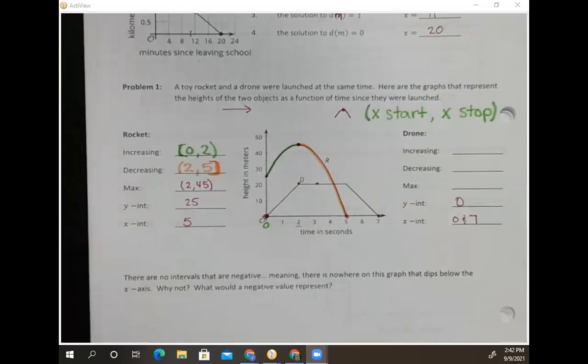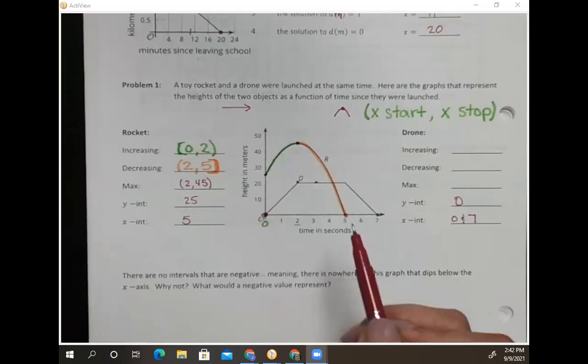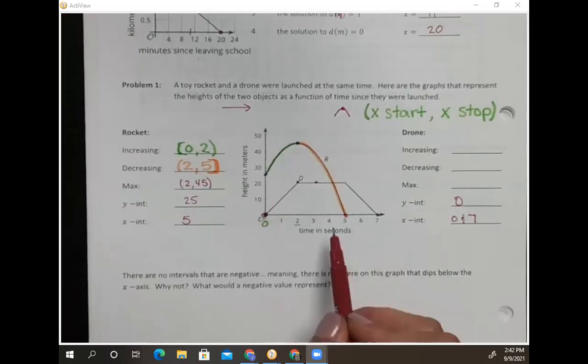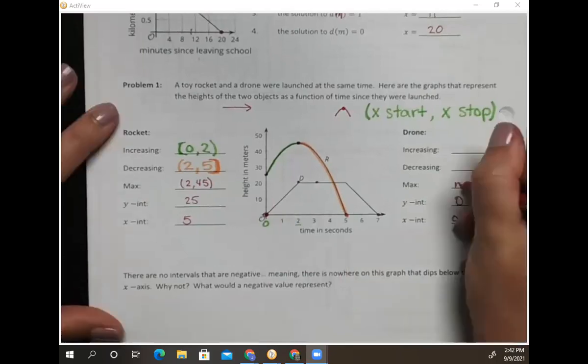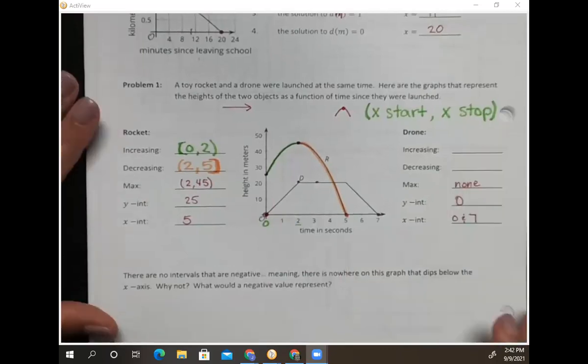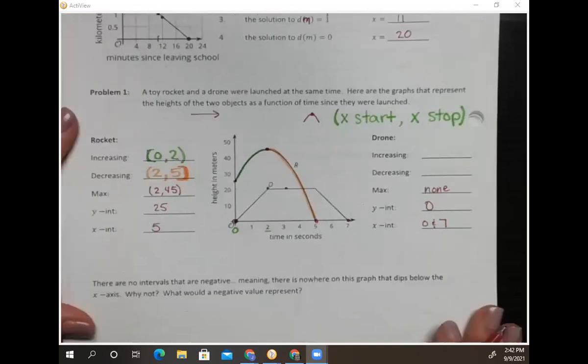So in the context of my problem, does my drone reach a maximum height? Yeah, it does. It gets to a maximum height of 20. But do I have a maximum on my graph? No, that's where our mathematical world and our in-context world are going to differ a little bit. So I'm going to write none for a maximum here. And then let's talk increasing and decreasing intervals.